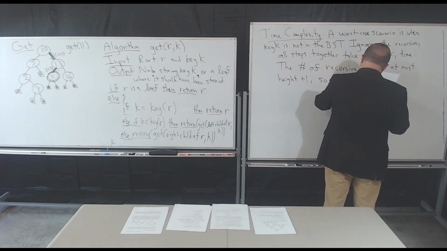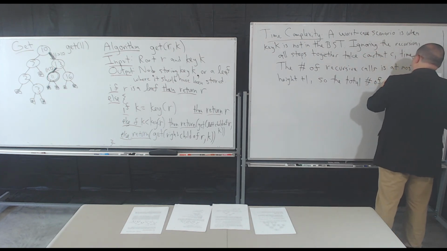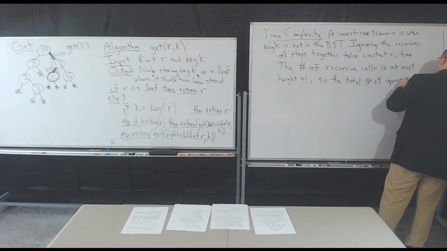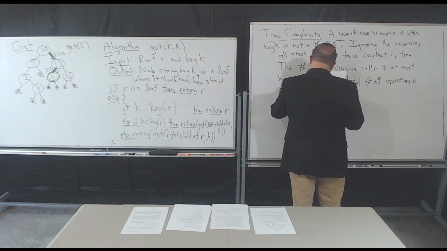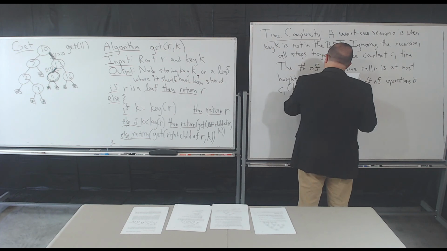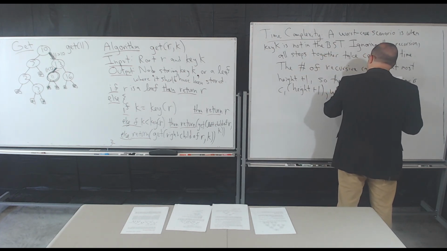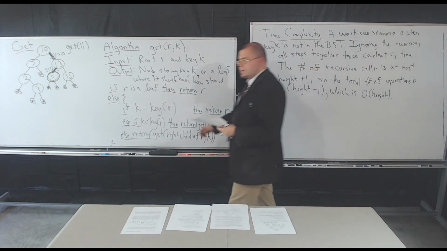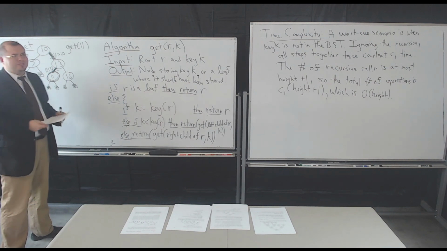So the total number of operations is C1 times the height plus 1, which is what? It's big O of the height. So another algorithm where it's going to take big O of the height. Did everybody see that? So that's get. Getting things in a binary search tree is really easy.